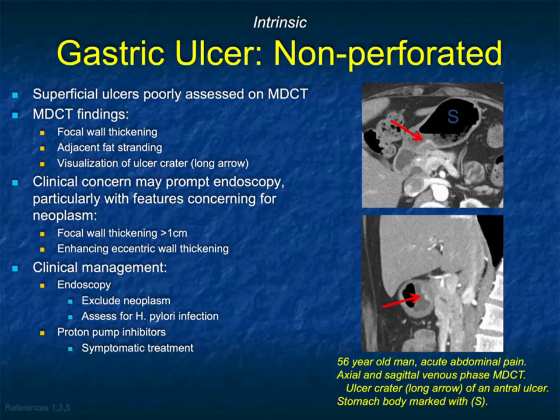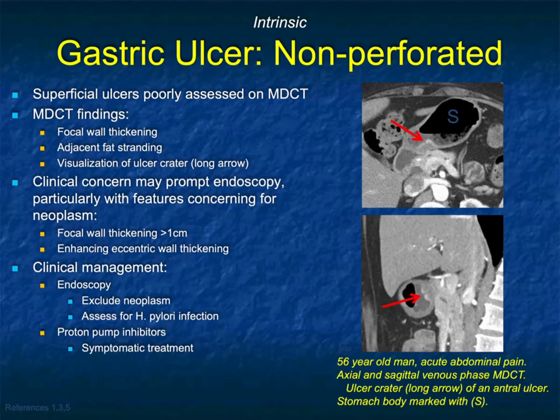At endoscopy, this was a gastric ulcer, non-perforated. Obviously, on the CT, you cannot say that this is simply a benign ulcer, which this indeed was. CT findings of ulcers, typically focal wall thickening.